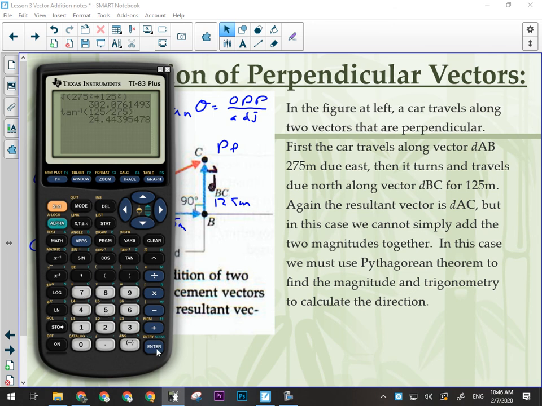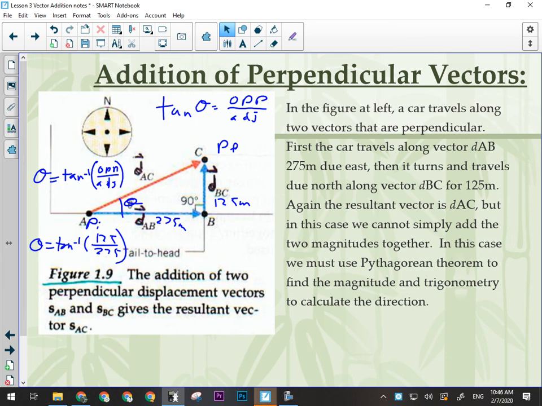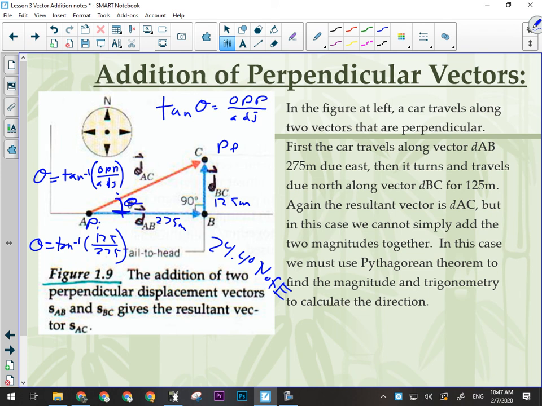Okay, so it's telling me it's 24.4 degrees. What's the direction for that? North of east, exactly. That little angle arc that I drew is touching east, so this angle is measured from east, and it's going north of it, so north of east. Everybody all right with those calculations? Not too tough, right?